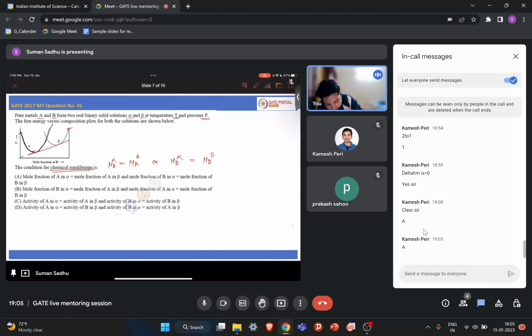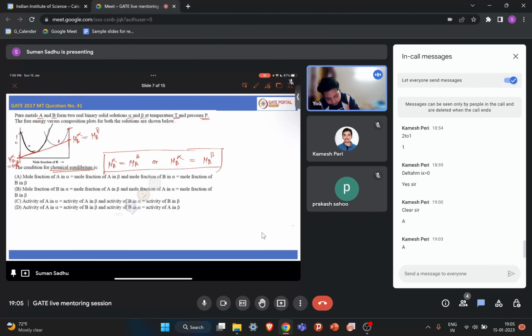When we have a common tangent between these two phases, on this side it will be mu of A alpha equal to mu of A beta, and on this side mu of B alpha equal to mu of B beta. So this is the condition for chemical equilibrium, right? Which we have already discussed. Now let us see the options. The first option is the mole fraction of A in alpha. What is the mole fraction of A in alpha?